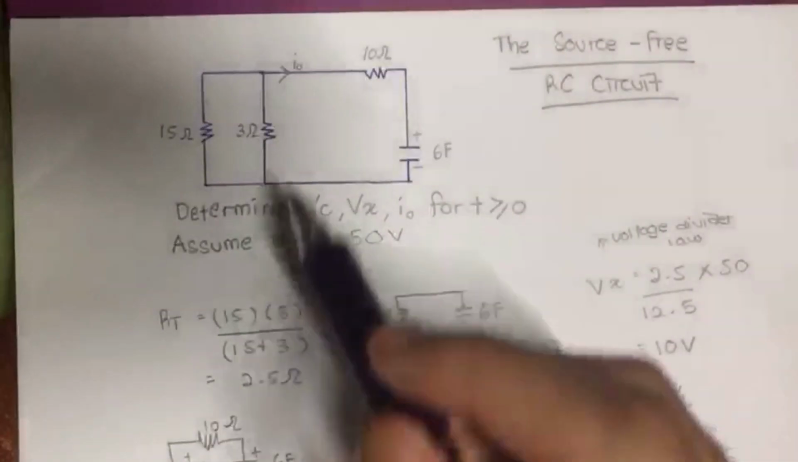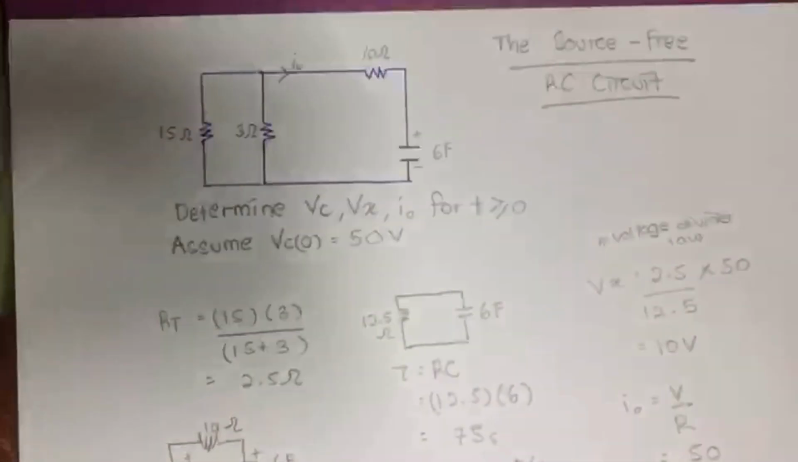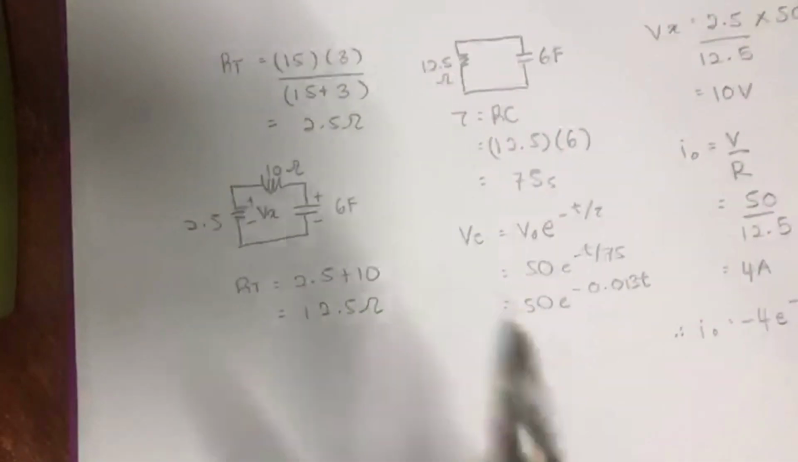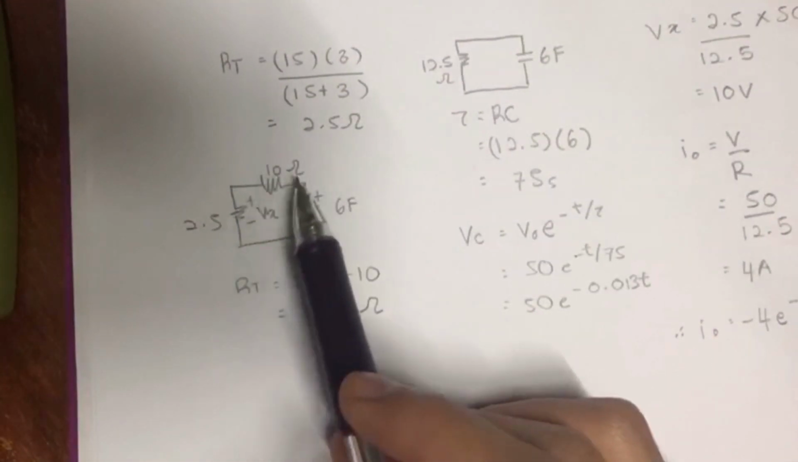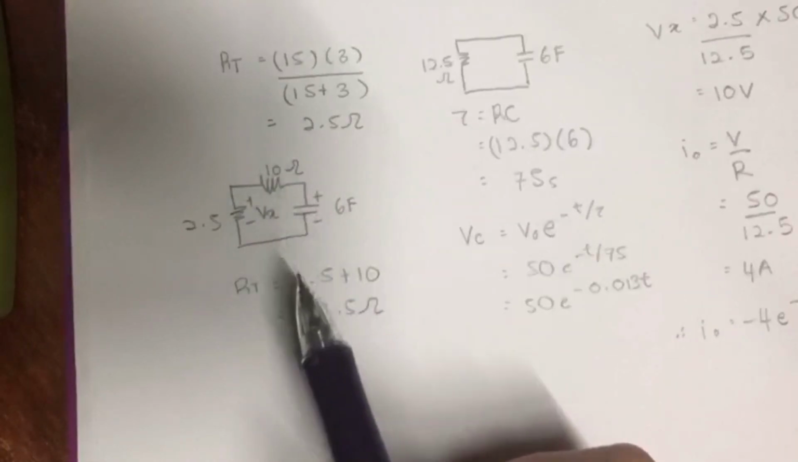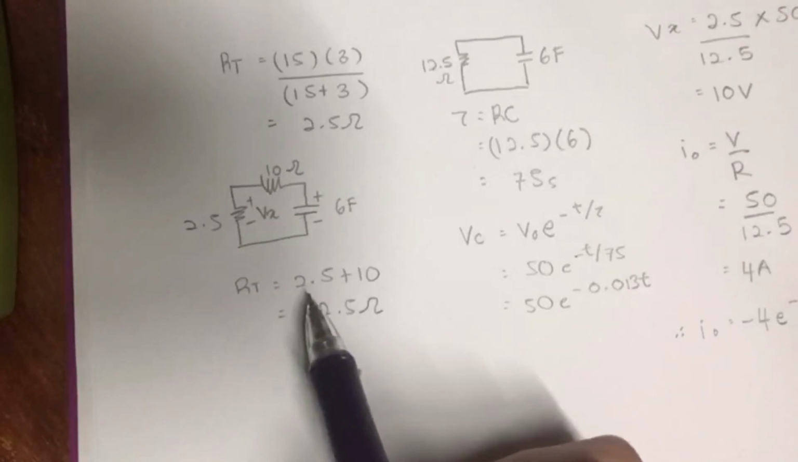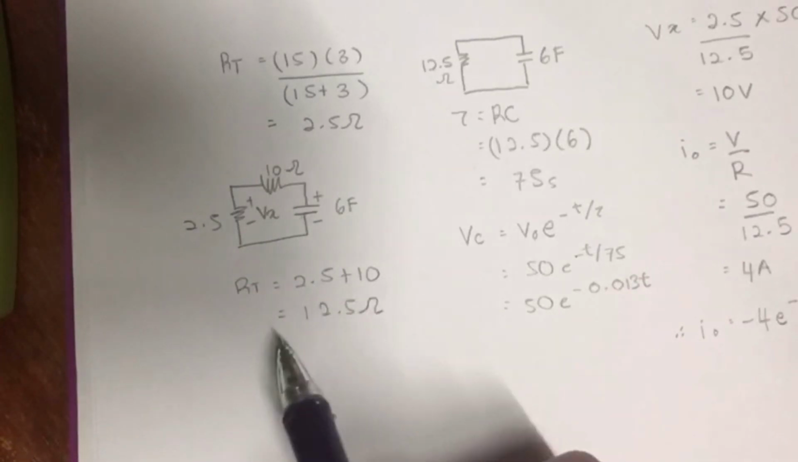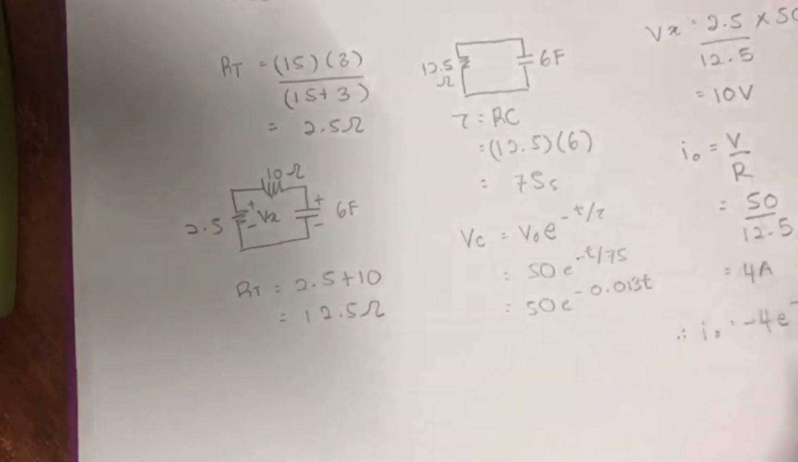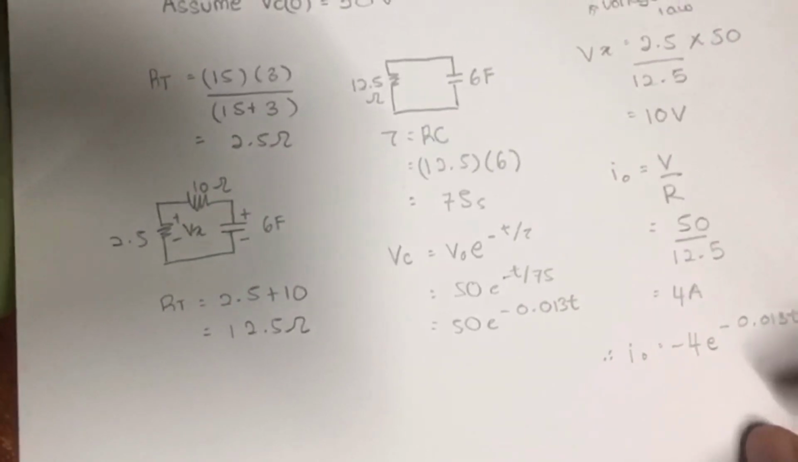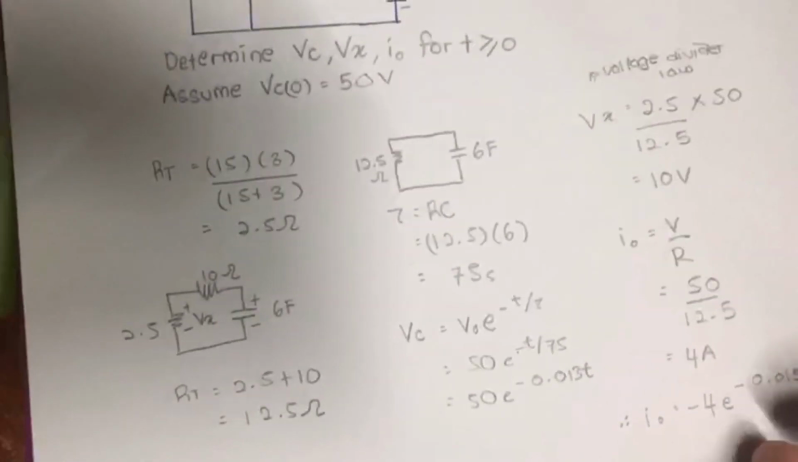So we need to combine this to this part, and we get this. The 2.5 with the 10 is in series, so in series we just add. So R total for this part is 2.5 plus 10, equal to 12.5. After we get the R total, we can find the tau.